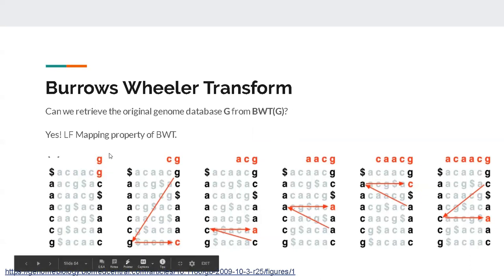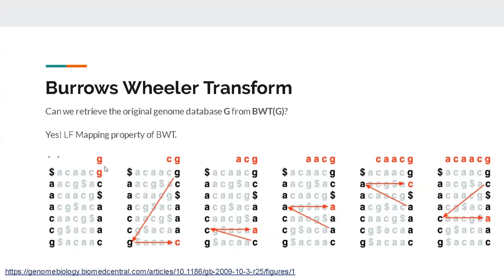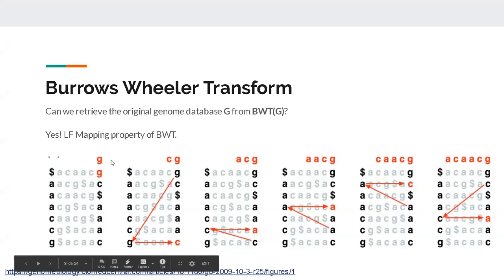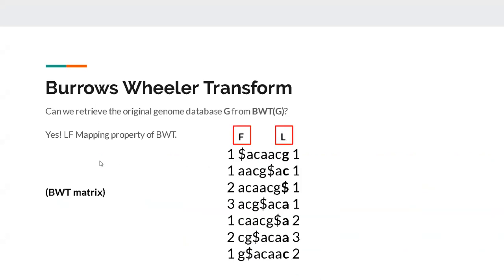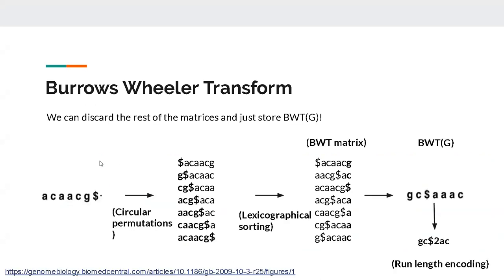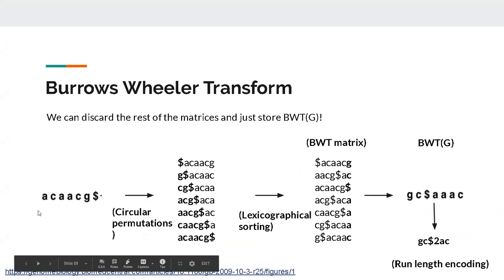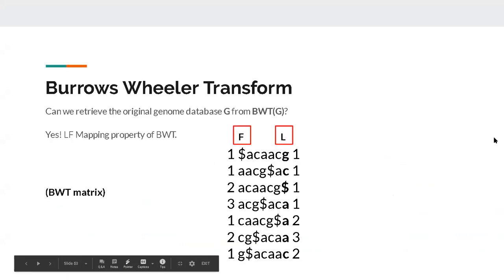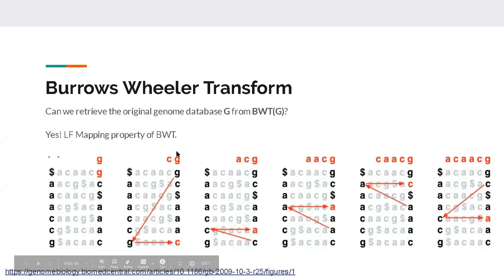Can you tell me why we will start with the G? Why will we only start with the G? So remember, this last column is the Burrow-Wheeler transform and we want to get to the original string. You will only be given this particular string at the beginning of this exercise. You will not be given any of these matrices or the original string. So how do you know that you will be starting with the G and not with any other nucleotide? Can anybody tell me that?